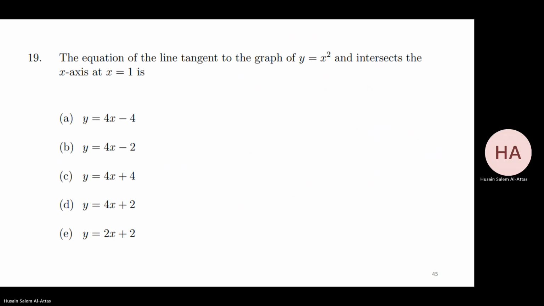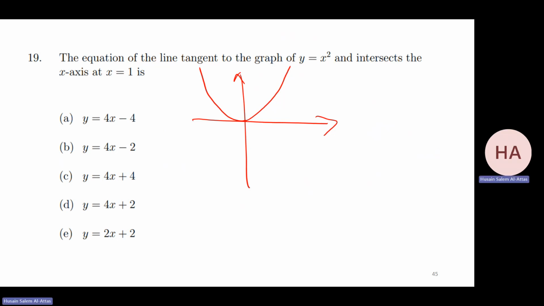Yeah. Let me do this one also. It's a good one. If you notice, this is y equals x squared. Okay. And they want to find the tangent line which intersects the x-axis at x equal 1. I have one here. So I'm looking for this tangent line.